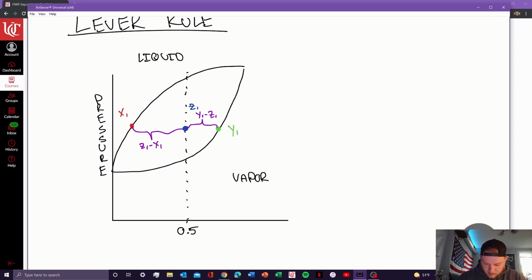We can derive that. So we know that the flow is equal to L plus V, or the liquid and the vapor portions. We know that that can be written like this. The flow component times the mole ratio of the flow is equal to the mole ratio of the liquid plus the mole ratio of the vapor.